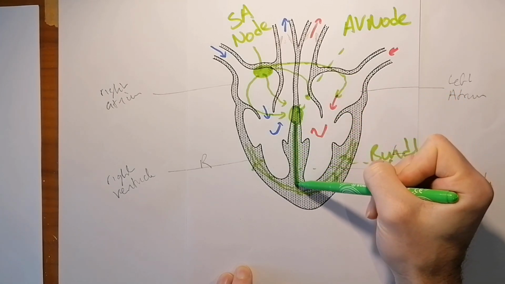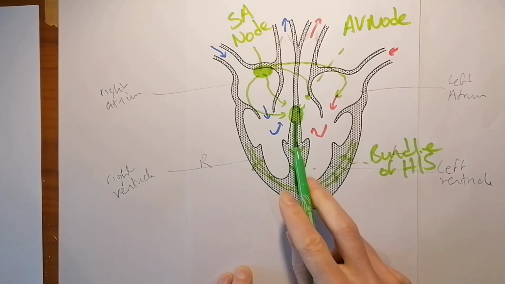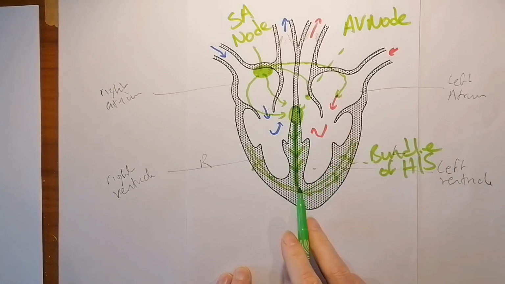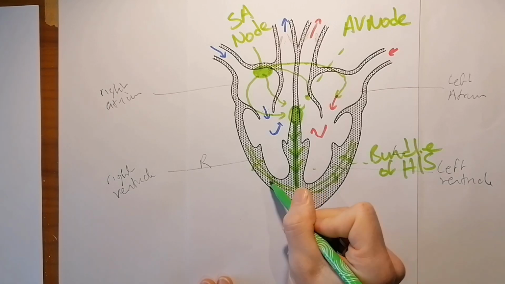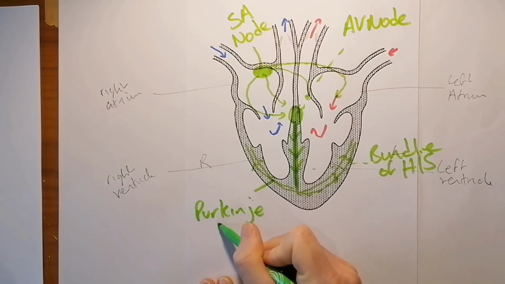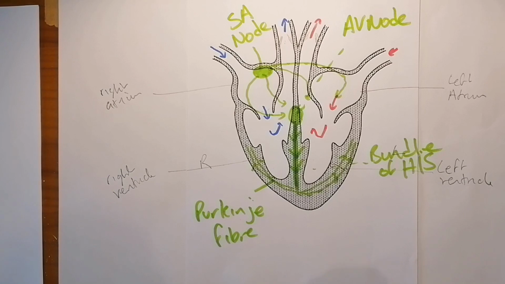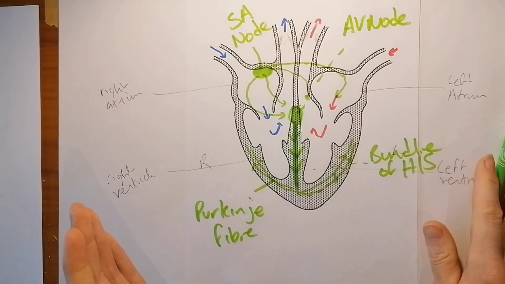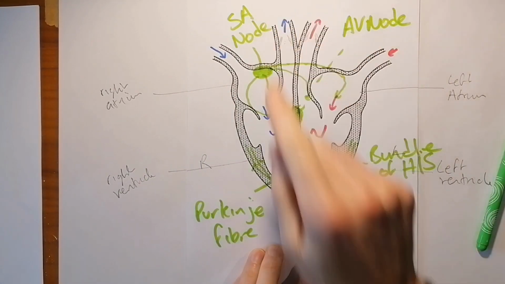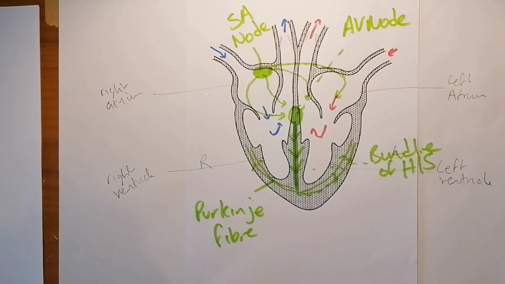Then the signal travels down this bundle of His to the base of the ventricles, and that's important. It doesn't travel really that fast. These nerve fibers are quite specialized. Unlike motor neurons, the signal doesn't travel really fast down them. It just reaches the base of the heart, and then the Purkinje fibers, which looks like I've forgotten to label, they allow the heart to contract from the base upwards. So the ventricles contract in this way and they squeeze the blood upwards out of the two arteries, the aorta and the pulmonary artery.